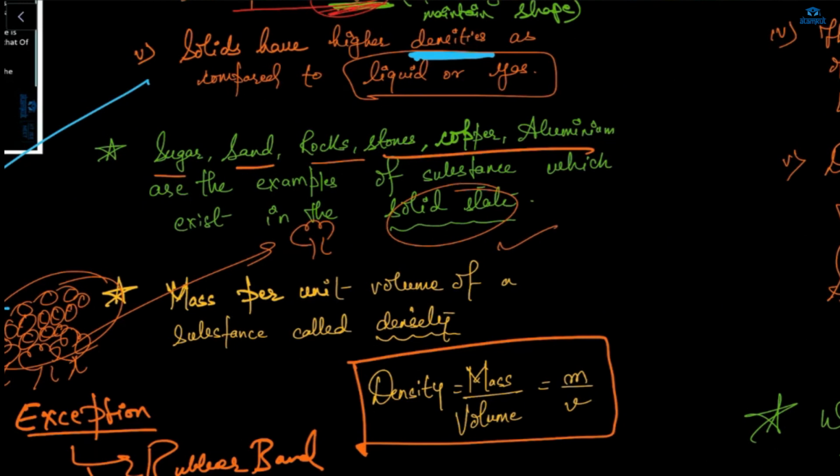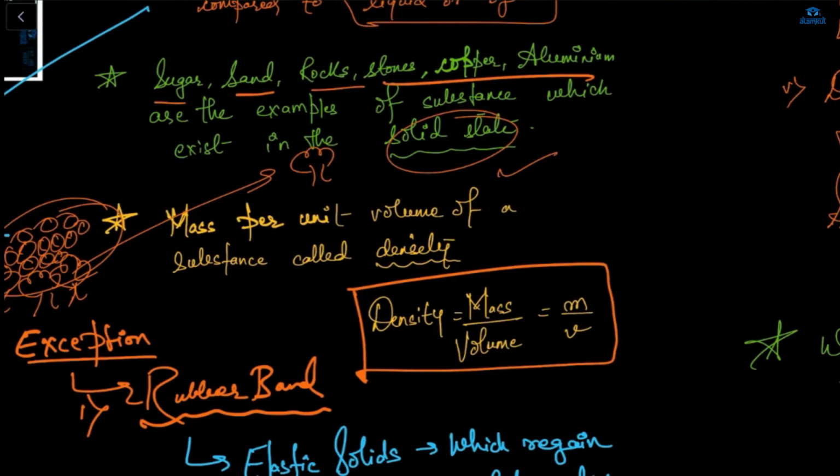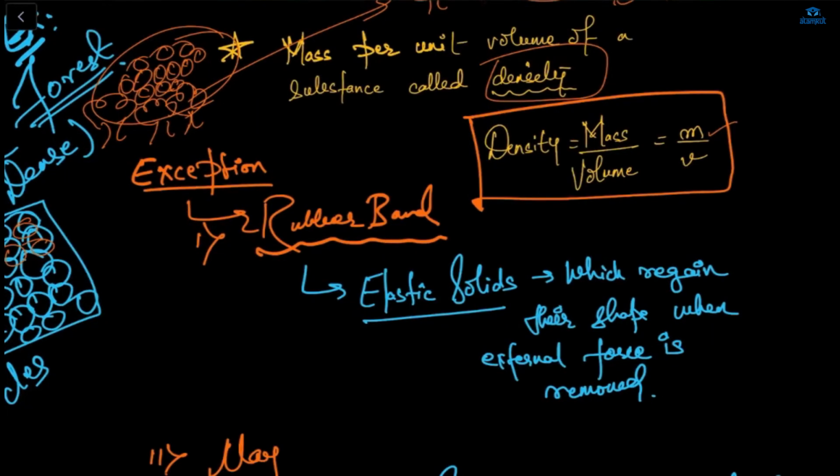Now this is a formula: mass per unit volume of a substance is known as the density. Density is your mass upon your volume. Okay, so this formula you have to memorize. Very simple formula, m by v. Now here in the solids, there are some exceptions because chemistry is full of exceptions.